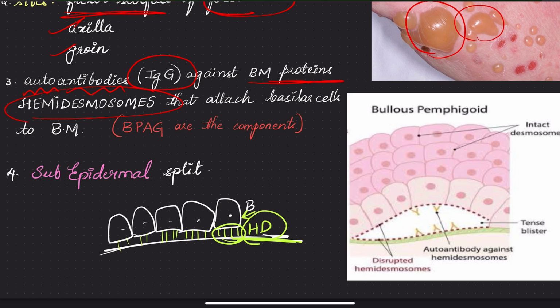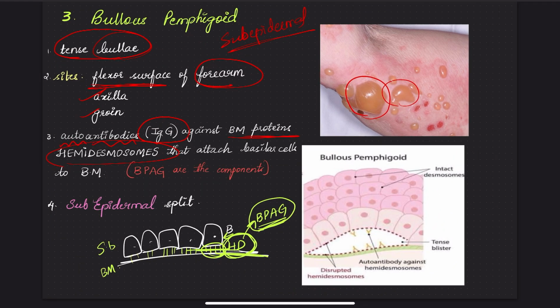So the hemidesmosomes have certain components. One such component is the bullous pemphigoid antigen. BPAG is one of the components of hemidesmosomes. Hemidesmosomes are required to bind the cells of stratum basale to the underlying basement membrane. When these hemidesmosomes are attacked by the autoantibodies, that is, subsequently BPAG proteins are attacked, there is a split between the cells of the basal layer and the underlying basement membrane, and hence this is called a subepidermal split.